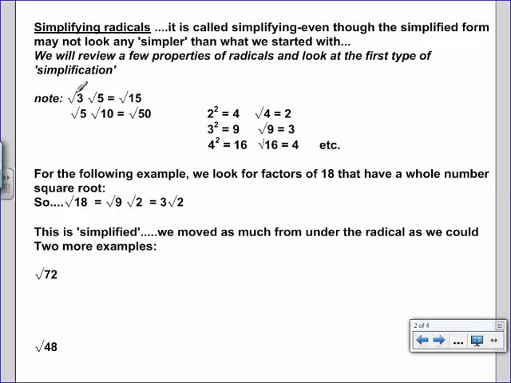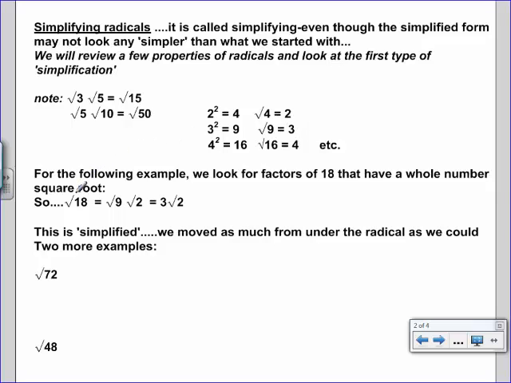A little bit of refresher. When you multiply two radicals, for example, the square root of 3 times the square root of 5 is the square root of 15. Square root of 5 times square root of 10 is the square root of 50, and so on. And 2 squared is equal to 4, so the square root of 4 is 2. 3 squared is equal to 9, therefore the square root of 9 is 3.